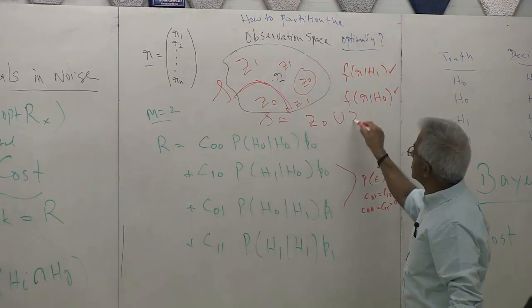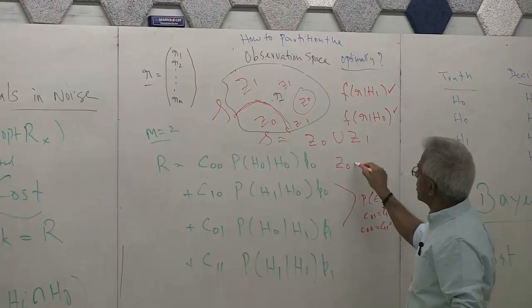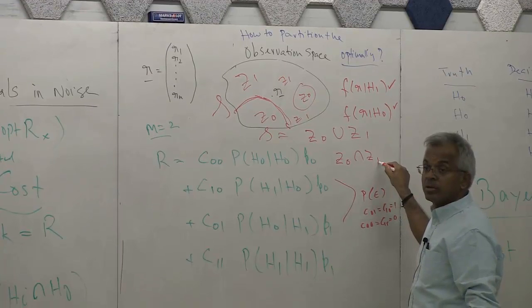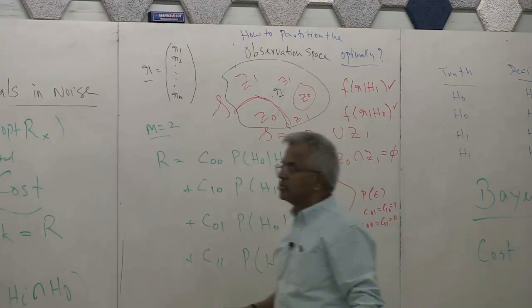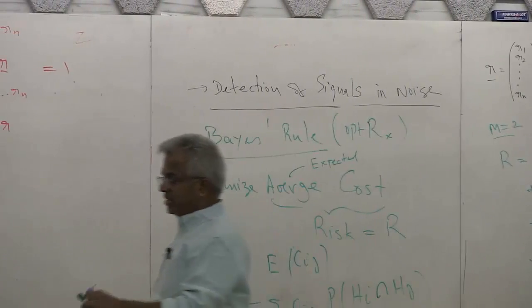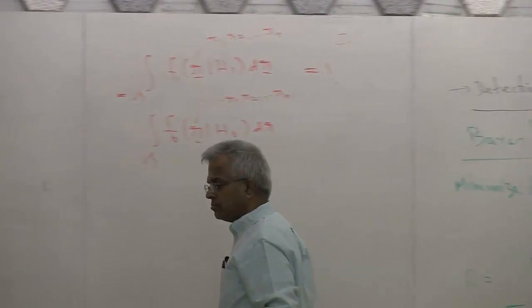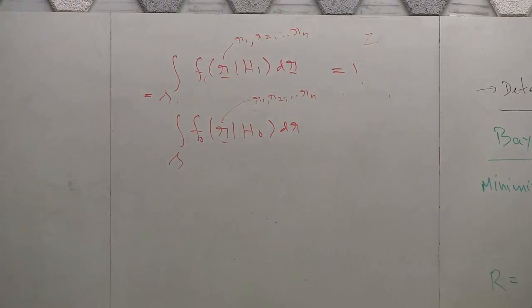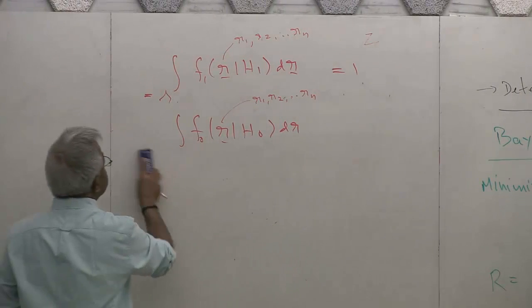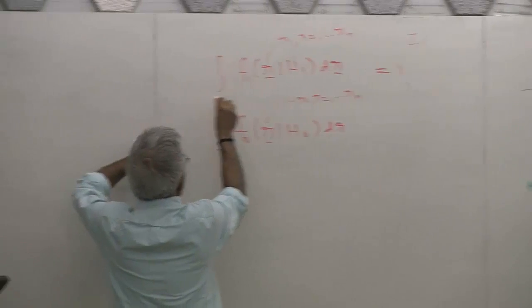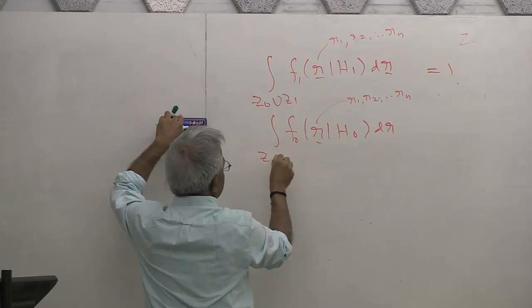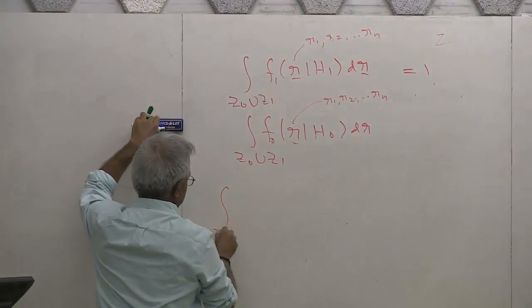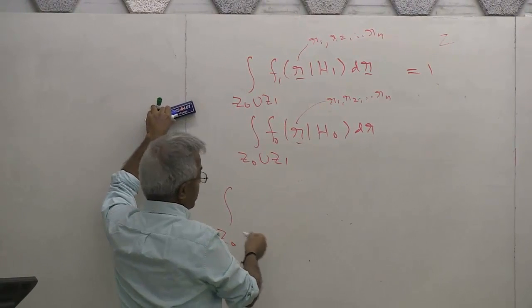Z0 union Z1, and Z0 intersection Z1 should be what? Null, the empty set, right? So how do we do this? So you see, if I replace this S by Z0 union Z1, same thing here, you get two identities, right?